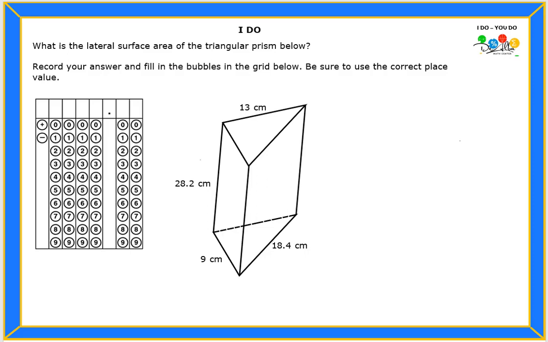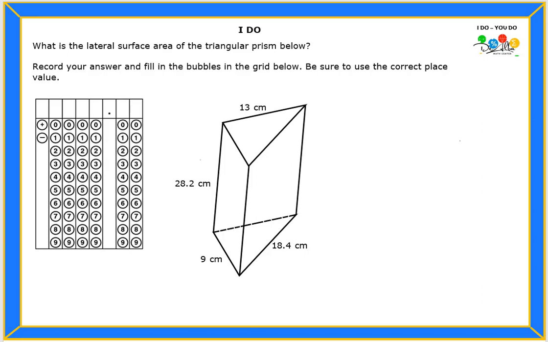Hello students, let's read the problem. And it says, what is the lateral surface area of the triangular prism below? Record your answer and fill in the bubbles in the grid below. Be sure to use the correct place value.